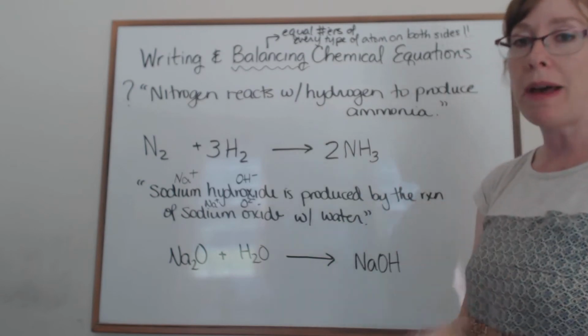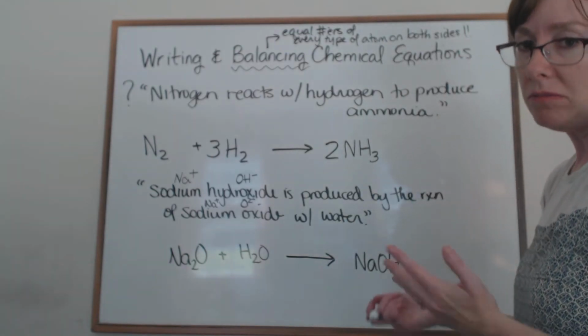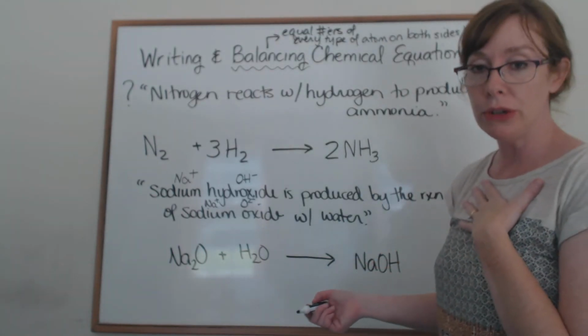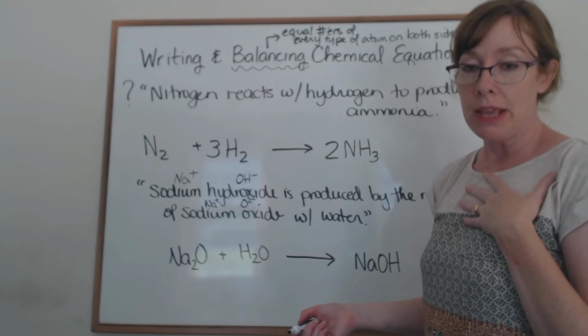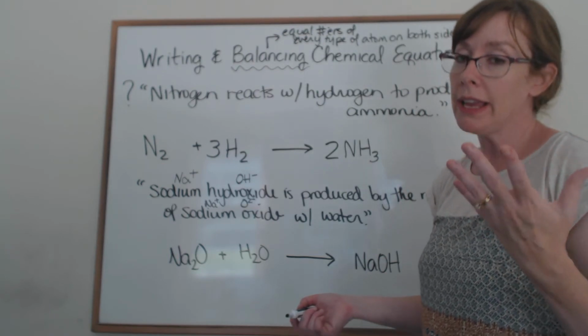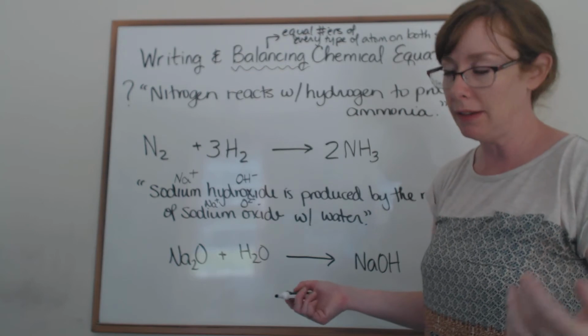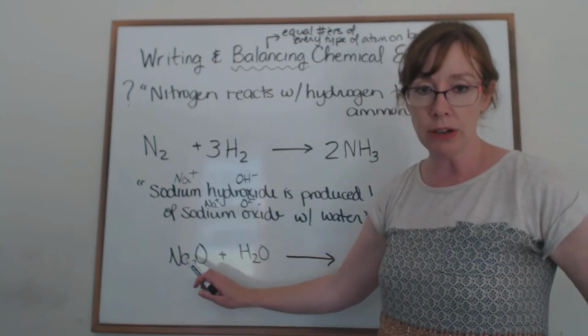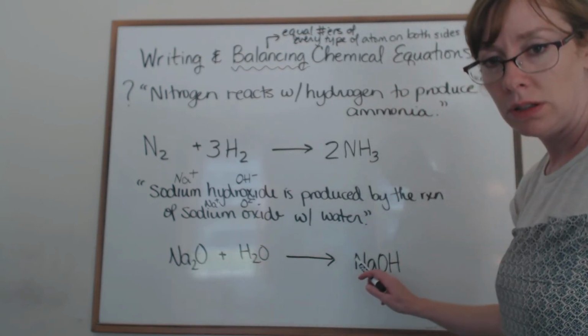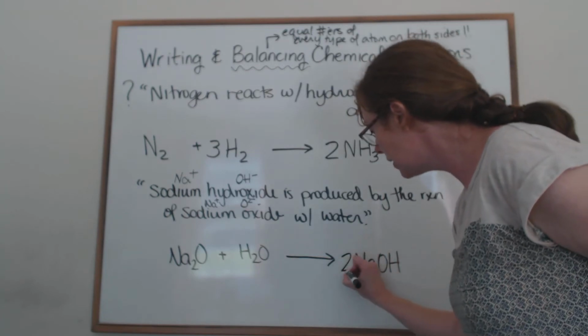Okay, now you balance it. All right, start wherever you want. Now, what I would do is start with whatever one you see first. That's what I would say. I saw sodium first, Na2. So how do I get 2 sodiums? Put a 2 right there.